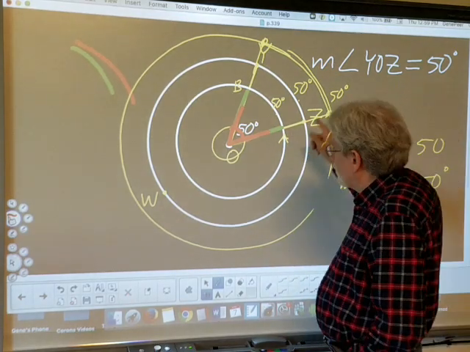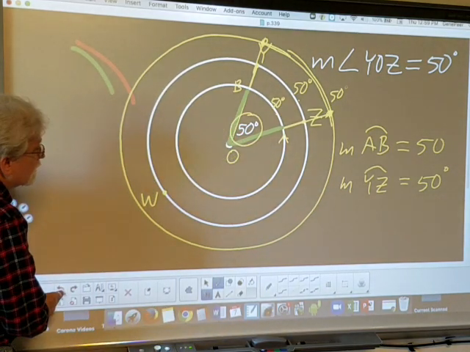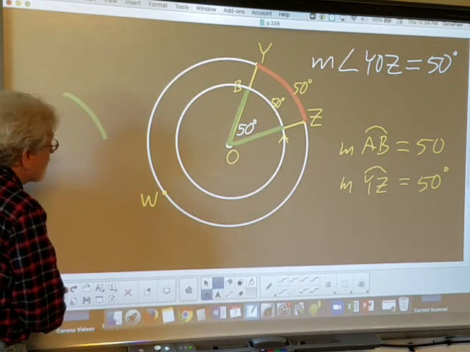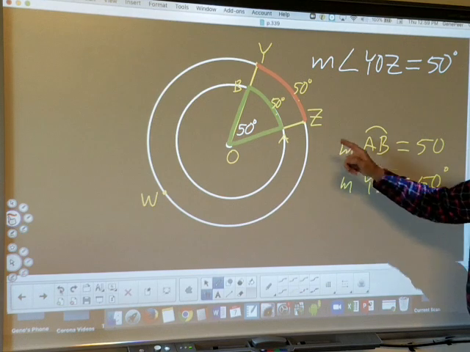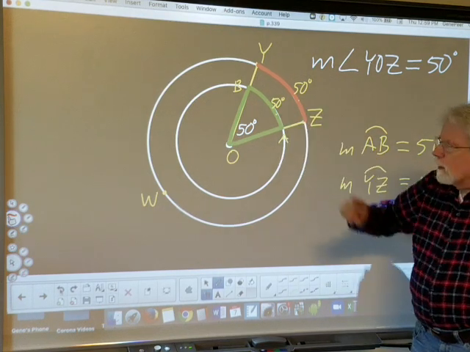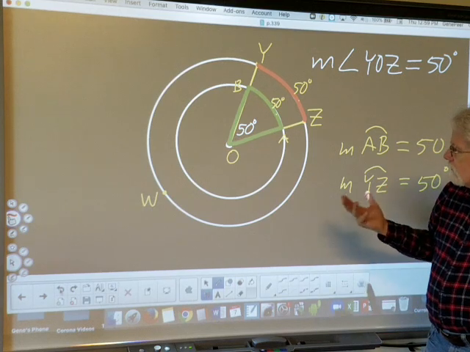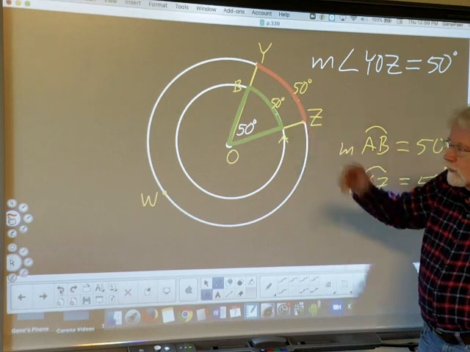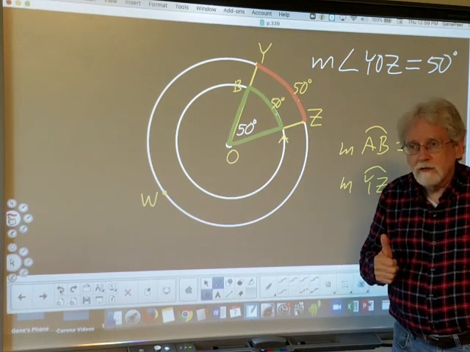If, for instance, I can clean this up so I can get rid of some of my junk on my board. There. The red and the green arcs are clearly not congruent. They're not on the same circle. They are different size circles. They are different length arcs, but they do have the same measure indeed.